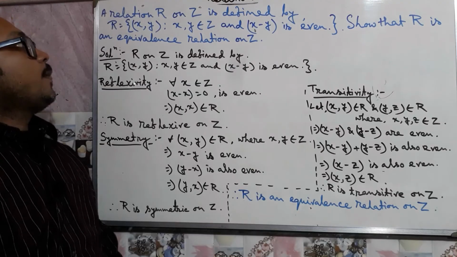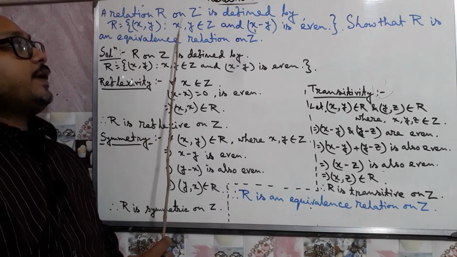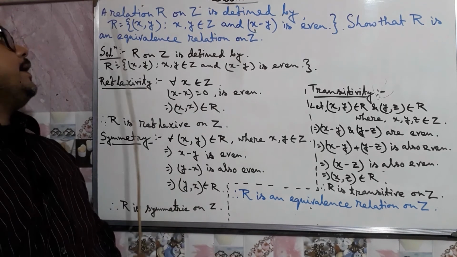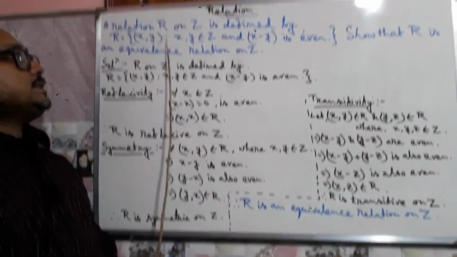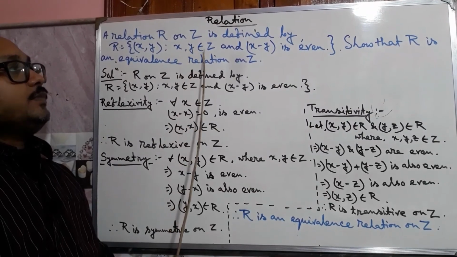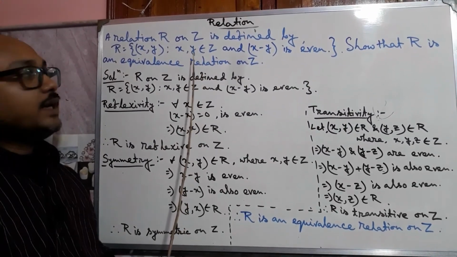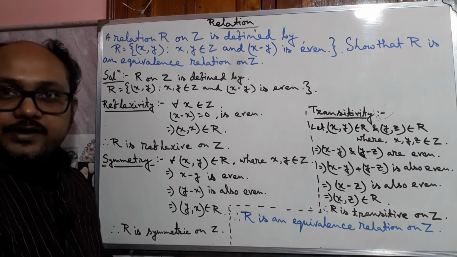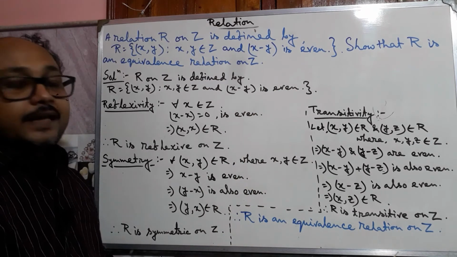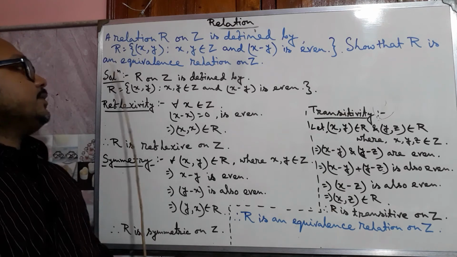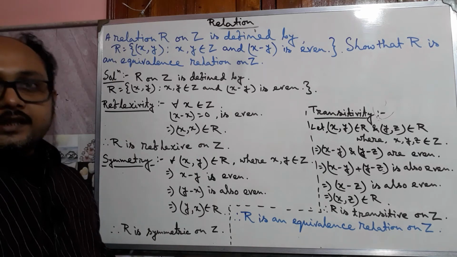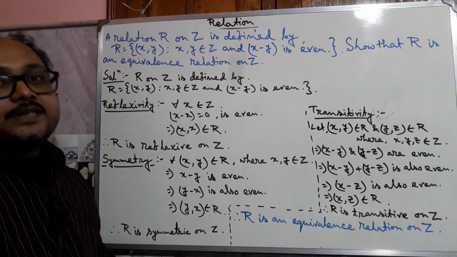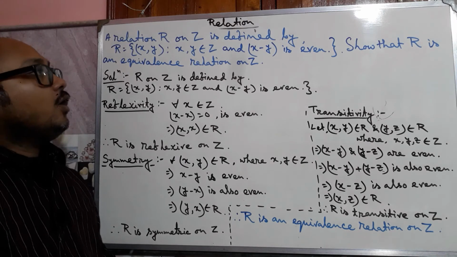Next problem: a relation R is defined on Z, the set of integers, by R equal to the ordered pairs (x, y) such that x and y belong to Z, that is, x and y are integers, and x minus y is an even number. Then we have to show that R is an equivalence relation on Z. That means we have to check the reflexivity, symmetry and transitivity of R on Z.